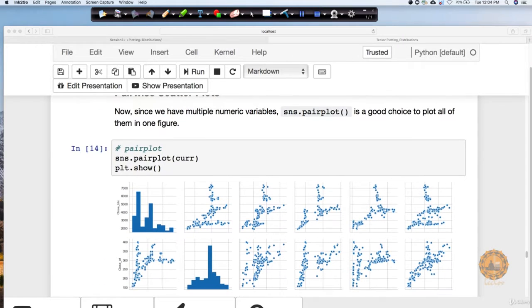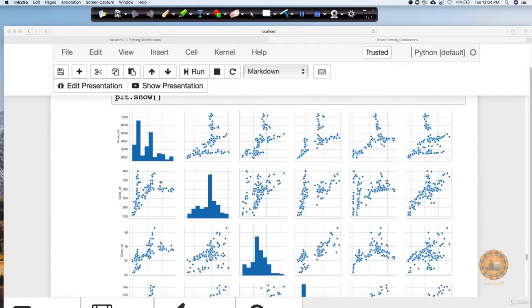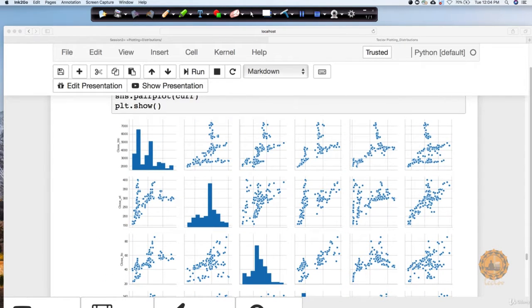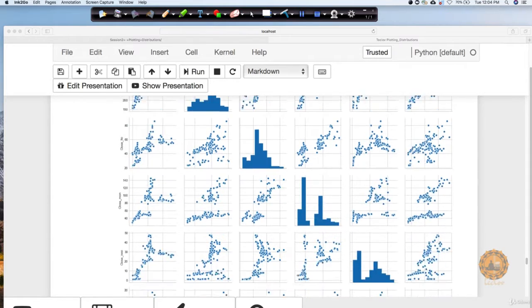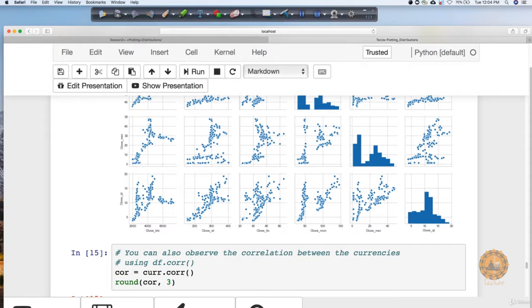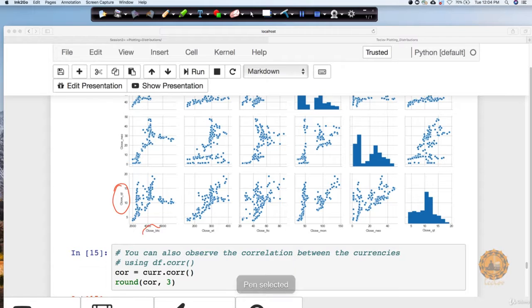You can see this here. When I draw this pair plot, you can see this is close underscore BTC versus close underscore BTC itself. But close underscore BTC, if we look at this graph, is going to be against close underscore ET. You can see these portions as well, like close underscore QT, and this graph is against close underscore BTC. So like this, you can visualize things in terms of 2D instead of looking at a 6D graph. And what's the advantage of doing all this? With this, you can sometimes get very nice, interesting patterns coming up.